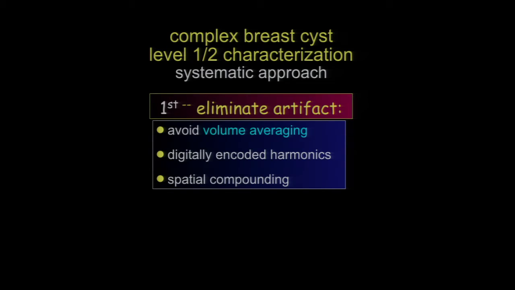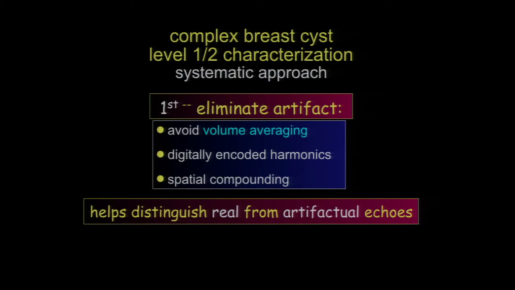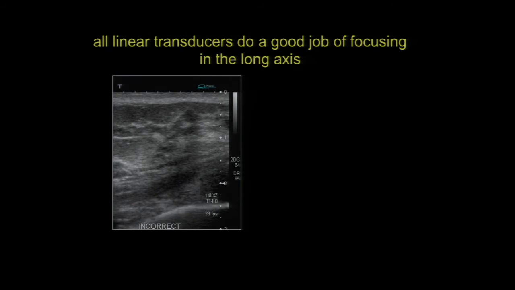Now we have to have a systematic approach to this, so we like to eliminate artifacts. So we want to avoid volume averaging, and we want to get rid of artifactual echoes caused by high dynamic range. So we can use a combination of good focal zone placement, digitally encoded harmonics, and spatial compounding.